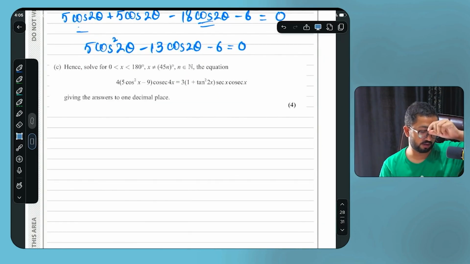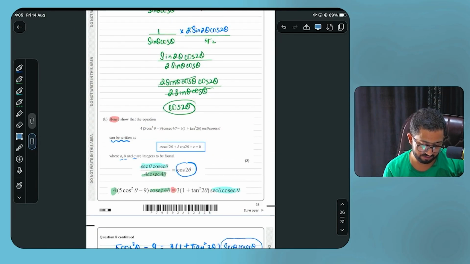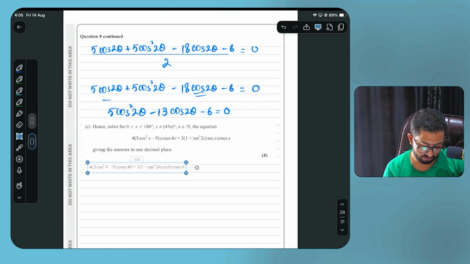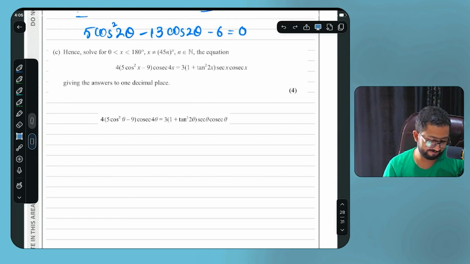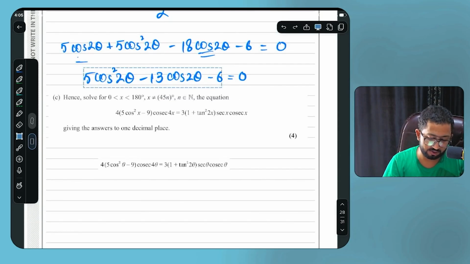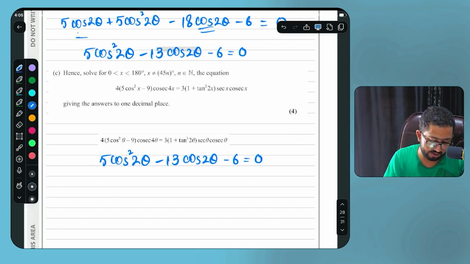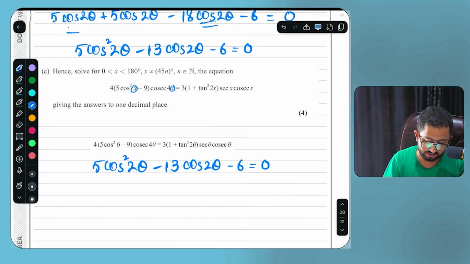Hence, okay, solve the equation. So first I have to compare whether they are exactly the same with each other or not. Let's see. Yes, they are exactly the same. So I can use this function in terms of x, because there is an x as you can see. Just change the angle, but there is an x.